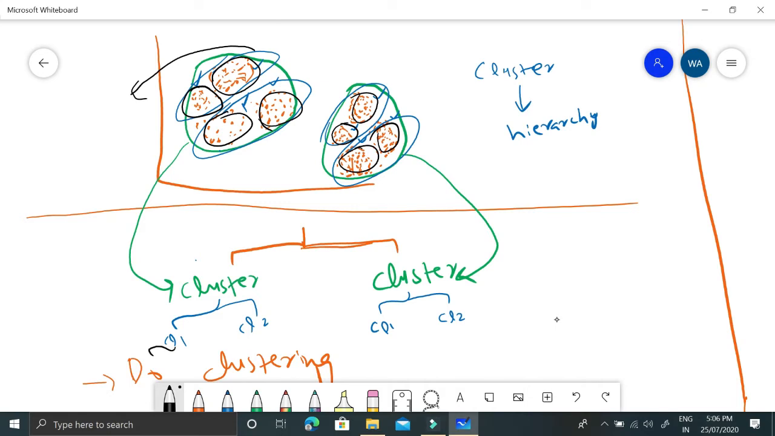Now this cluster 1 and cluster 2 will be again divided into 1, 2, and this cluster 1 will be divided into 1, 2. This one will be divided into 1, 2. So this is what we mean by hierarchy of clusters.